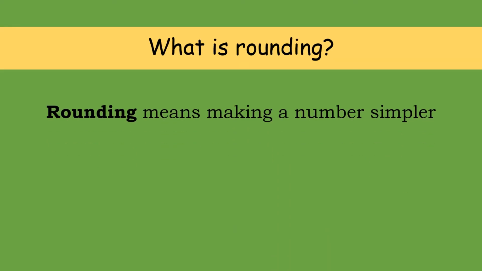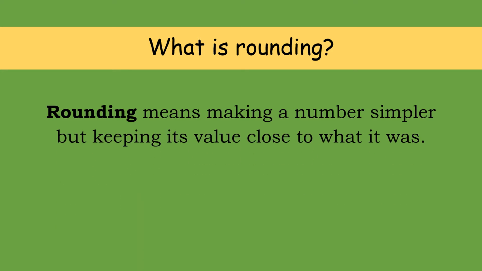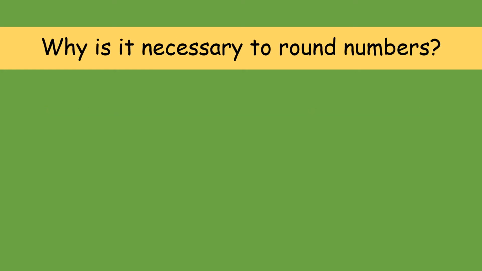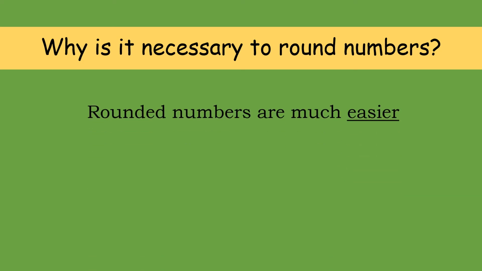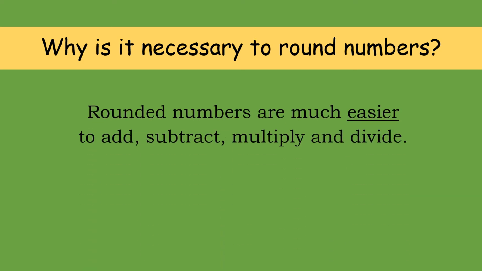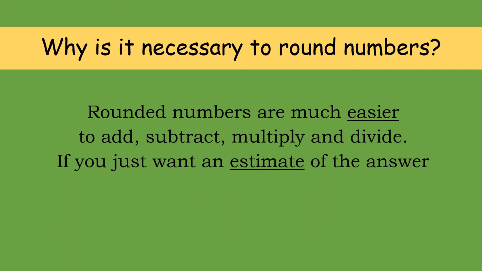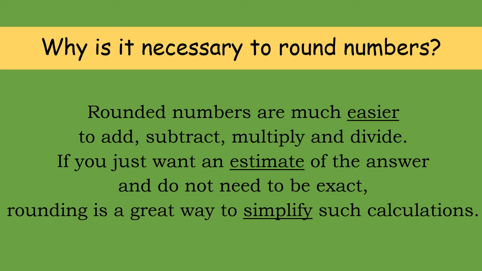What is rounding? Rounding means making a number simpler but keeping its value close to what it was. The result is less accurate but easier to use. Why is it necessary to round numbers? Rounded numbers are much easier to add, subtract, multiply, and divide. If you just want an estimate of the answer and do not need to be exact, rounding is a great way to simplify such calculations.